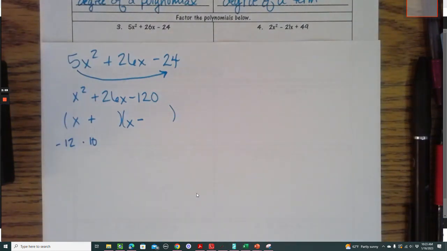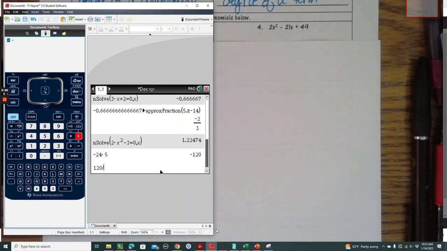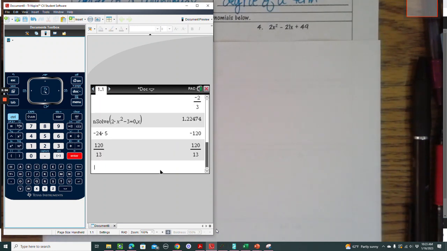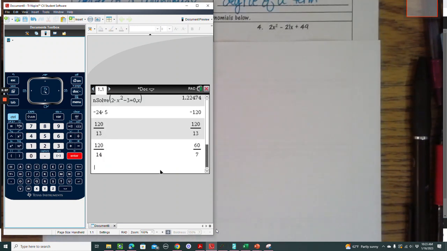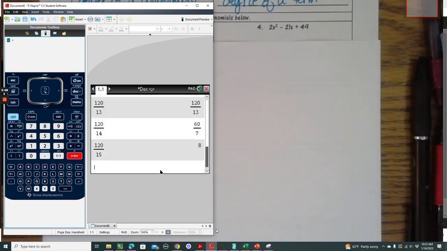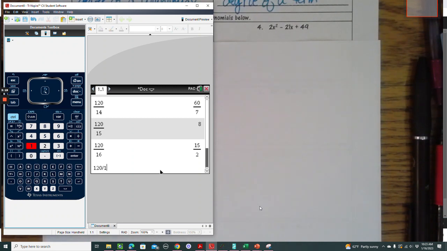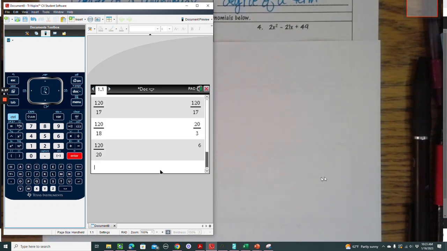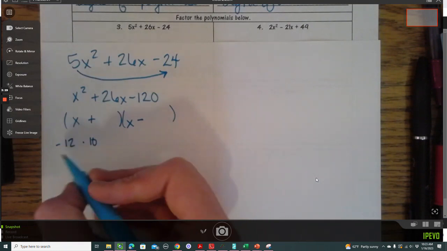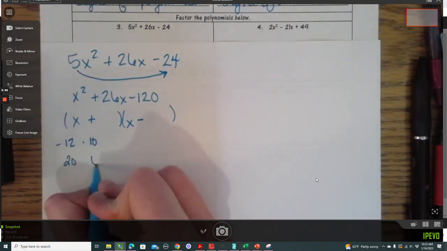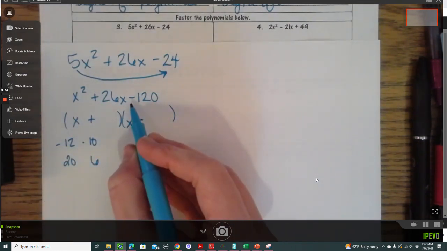So let's see what else will go into 120. So we did 12, 13 won't, 14 won't, 15. So 15 times 8, that won't add up to 26 either. 16, 17, 18, so probably 20. 20 and 6, that would be 26. Yeah, but one's got to be a positive and one's got to be a negative to make this negative.